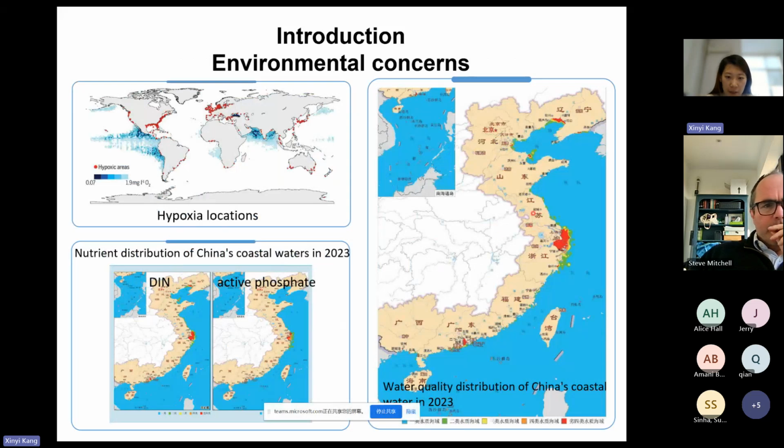These two figures show the nutrient and water quality distributions of China's coastal waters in 2023. We can see that the coastal regions with important rivers usually exhibit high nutrient levels and poor water quality. Phytoplankton growth is directly linked to nutrient levels, and over the past decade, marine conservation has helped to regulate riverine nutrient loading, while artificial dams also have a great impact on river runoff. This highlights the urgent need for research on phytoplankton dynamics from both nutrient loading and hydrodynamic perspectives.